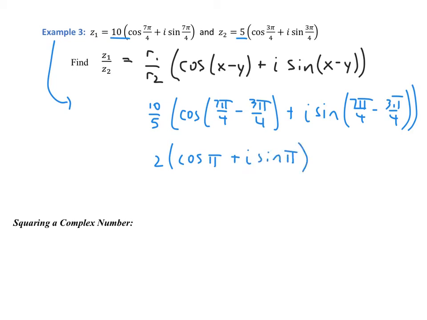All right, what's cosine of pi? -1. So now I got 2 times -1 plus, what's sine of pi? 0. Okay, so now if I distribute, I get just plain old -2, and there's no imaginary part to this. Okay, it's still a complex number. If I were to graph this on the imaginary or complex plane, it would be at 0, -2.